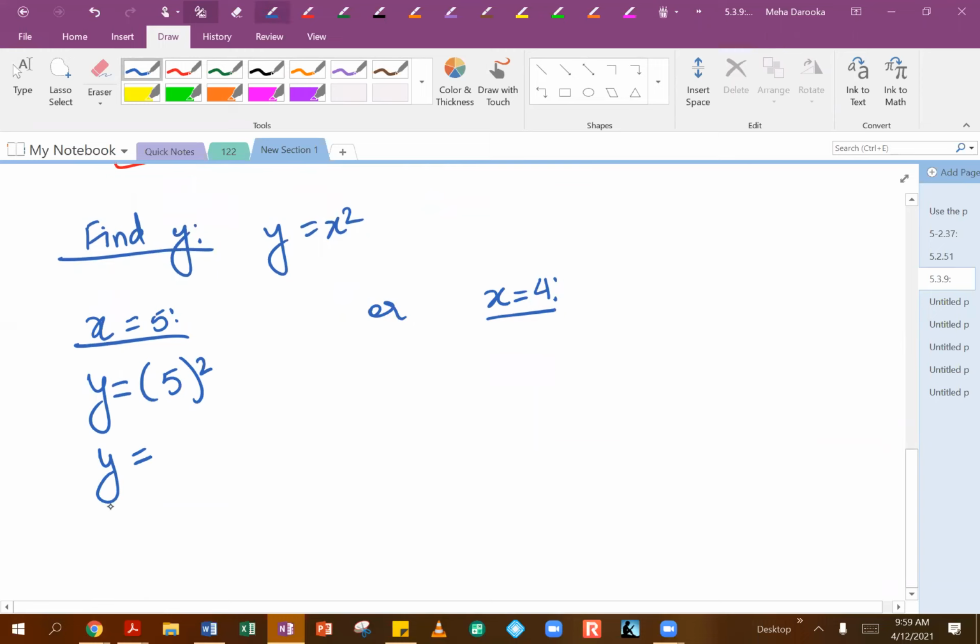So what will this ordered pair be for the first one? Yeah, very good, guys. You're just squaring the x value, so it's going to come out to be 25. So that ordered pair will of course end up becoming 5 for the x value, 25 for the y value.